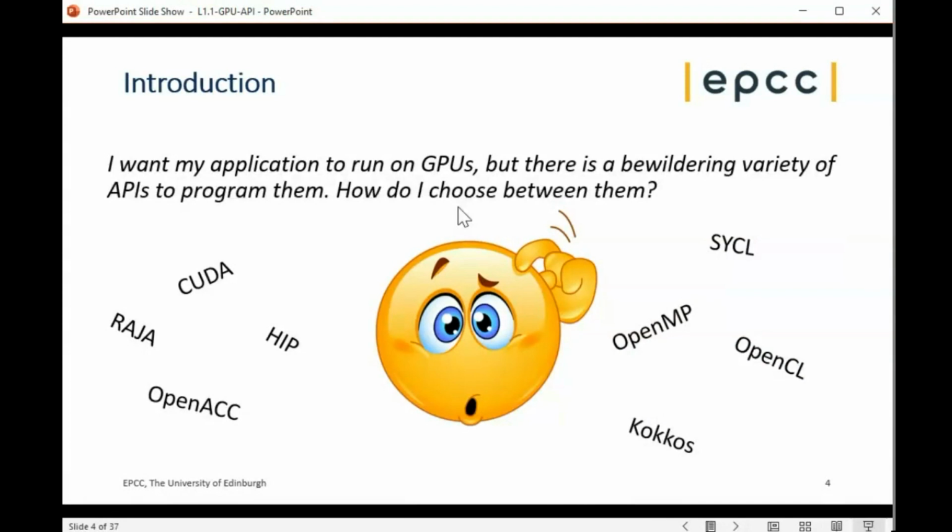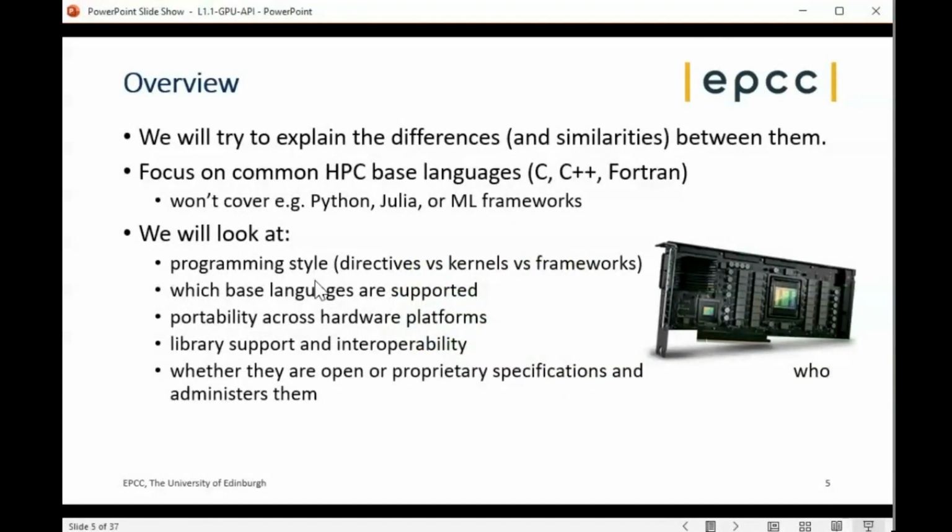are in this lecture and put them in context so you can see, and then maybe discuss a bit why we're focusing on programming using directives. We'll try and explain the differences and similarities between them. We'll be focusing on the common base languages, C, C++, and Fortran. We won't cover Python, Julia, or machine learning frameworks. There are interfaces to Python, but we're going to cover the baseline, the standards-based programming languages, C, C++, and Fortran. And we'll look at the three basic programming styles, which are directives, kernels, and frameworks.